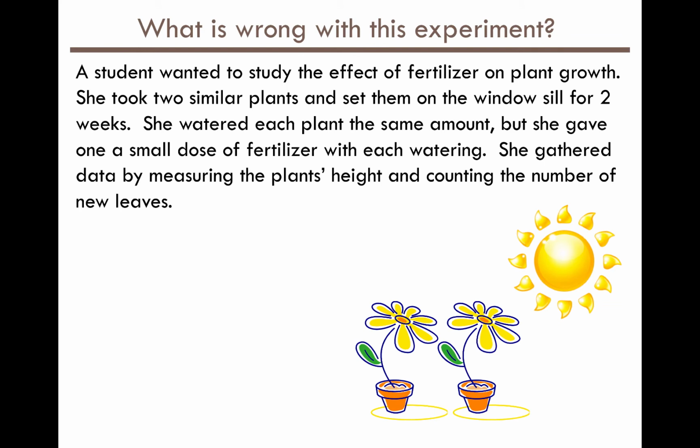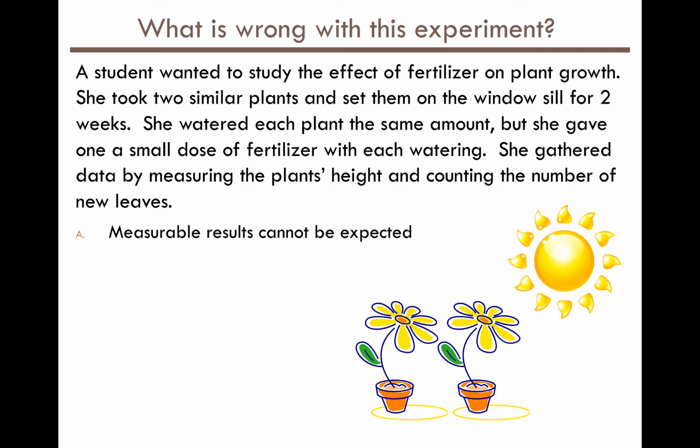So next we're going to take a look at what is wrong with this experiment. A student wanted to study the effect of fertilizer on plant growth. She took 2 similar plants and set them on the windowsill for 2 weeks. She watered each plant the same amount, but she gave one a small dose of fertilizer with each watering. She gathered data by measuring the plant's height and counting the number of new leaves.